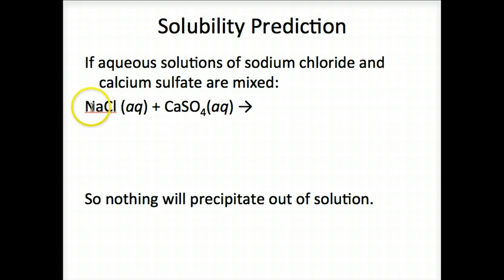So sodium has a +1 charge, sulfate has a -2, so it's going to take two atoms of sodium to match up with one SO4. So it's going to be Na2SO4 aqueous, because it will go in solution, it is soluble, plus calcium chloride, CaCl2, which is also aqueous and soluble. If we go back to table 4.1, we see that sodium sulfate is soluble and calcium chloride is soluble. So nothing will precipitate out of solution.